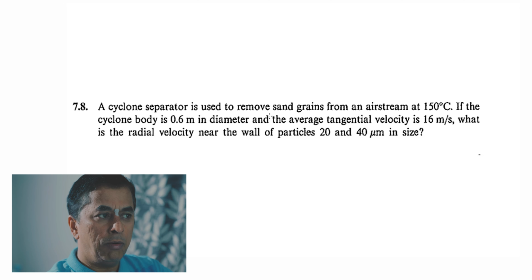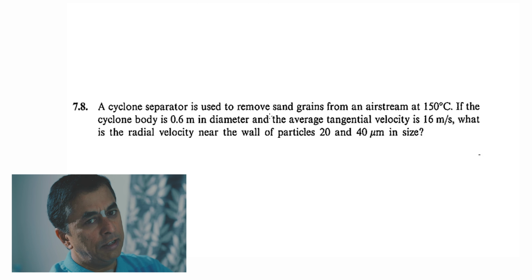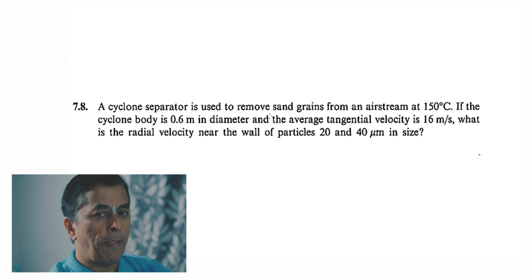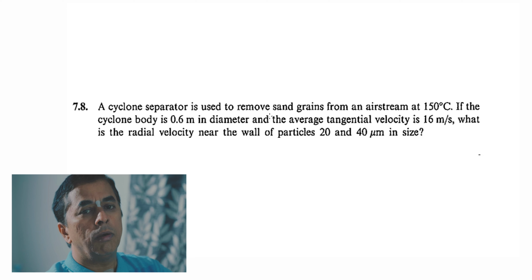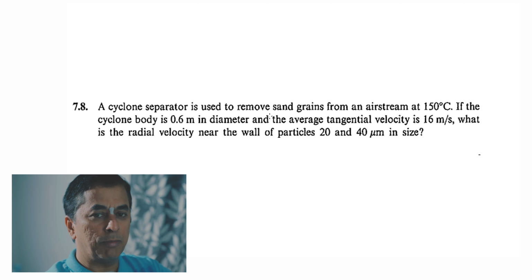So we have the feed which is entering tangentially to the cyclone separator at 16 meters per second, and the feed is also having air which is measured at 150 degree centigrade. Now what we are supposed to do is find the average tangential velocity or radial velocity of both the particles which are sent into the cyclone separator along with the feed.